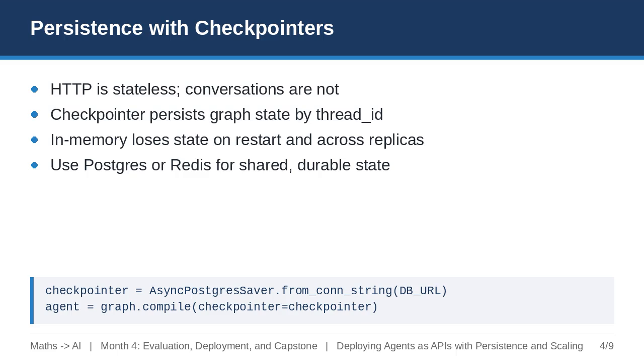Each HTTP request is stateless, but conversations aren't. A checkpointer persists the graph state keyed by thread ID. In-memory checkpointers lose everything on restart and can't be shared between replicas, so production needs a shared backend like Postgres or Redis. The thread ID is your conversation key, and a shared store means any replica can resume any conversation.